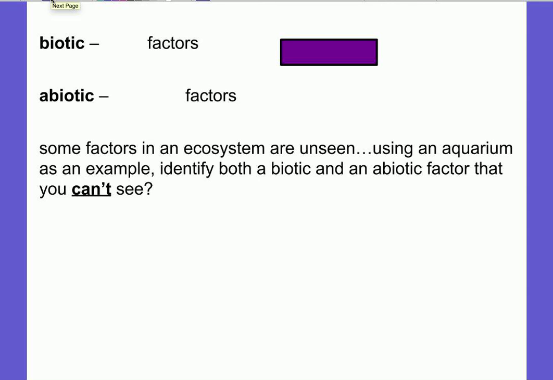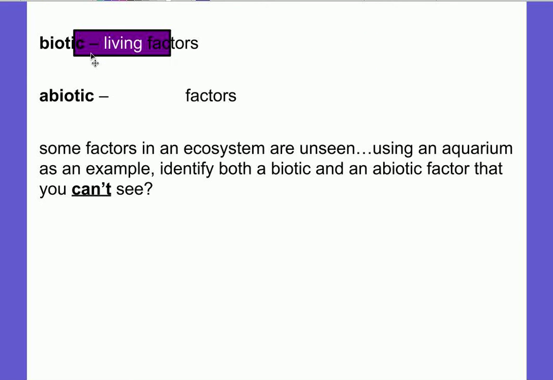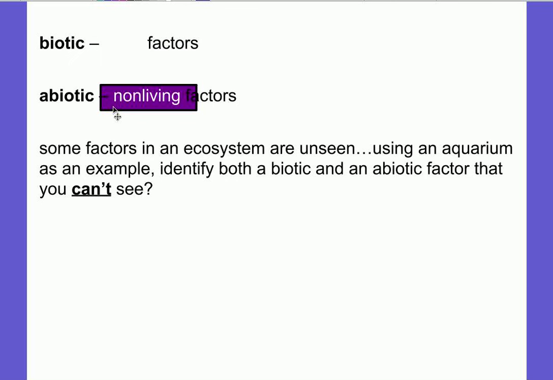Again, you guys already know these definitions, but you should probably get them into your notes either way. Biotic is living versus abiotic, which would be non-living. There are a few whiteboard questions in this section, but we're going to go ahead and cover those in class tomorrow. So you can think about this question. Some factors in an ecosystem are unseen, so you'd have to think about some of those factors that you can't see, although they're still there. But we'll cover that later. If you want to try and come up with an answer so you have a head start later, that's fine.